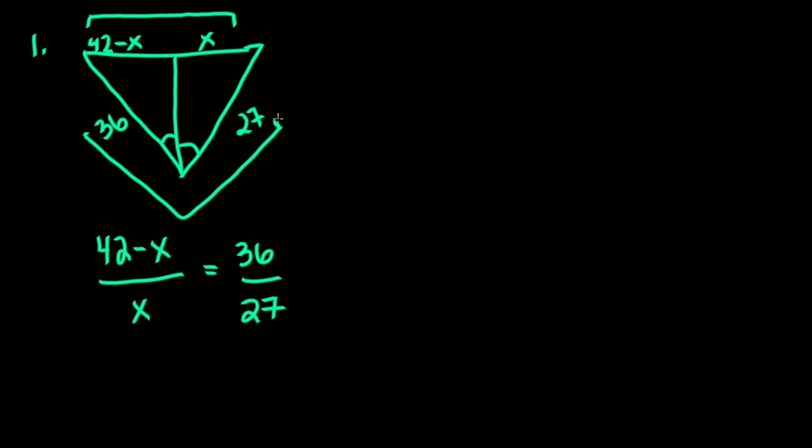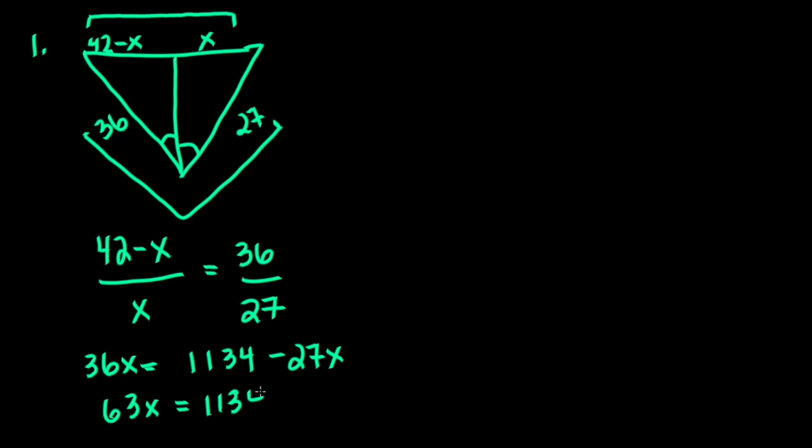All right, let's go ahead and do our cross multiplication or our means extremes property, however you'd like to call it. So it would be 36x equals 1,134 minus 27x. 27 plus 36 equals 63x, and 1,134 divided by 63 equals 18. So our x is going to equal 18. Let's go ahead and try one more problem like this just to reinforce it in your mind.